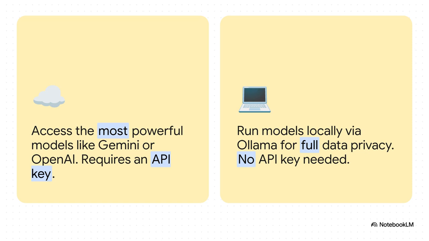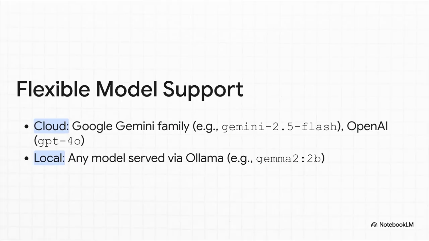For maximum horsepower on really complex tasks, you can tap into cloud models like Google's Gemini or OpenAI's GPT-4o with an API key. But if you're working with sensitive patient data or anything you can't send to the cloud, you can run models locally on your own machine using Ollama. That gives you complete data privacy with no API key needed. And the support here is pretty broad. It's obviously built for Google's Gemini family, but it also supports OpenAI models like GPT-4o. And for local use, its integration with Ollama means you can run pretty much any model you want, like Gemma 2, right on your own lab computer. That flexibility is just key for adapting the tool to your specific research needs and constraints.